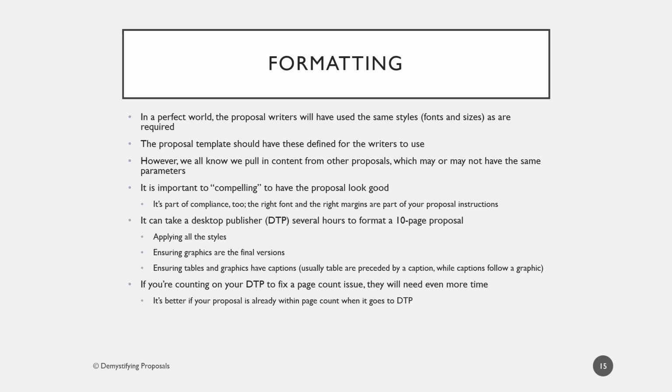So it can take a desktop publisher several hours to format a 10-page proposal. They have to apply the styles, ensure the graphics are all the final versions, ensure tables and graphics have captions. Usually tables are preceded by a caption while captions follow a graphic. This is all part of what the desktop publisher will need to do. If you're counting on DTP to fix a page count issue, then they will need even more time. It's better if your proposal is already within page count when it goes to desktop publishing.